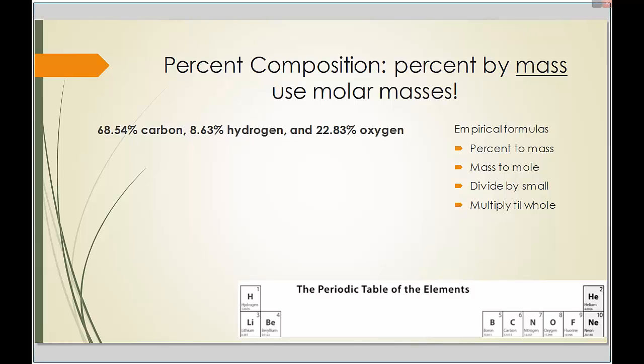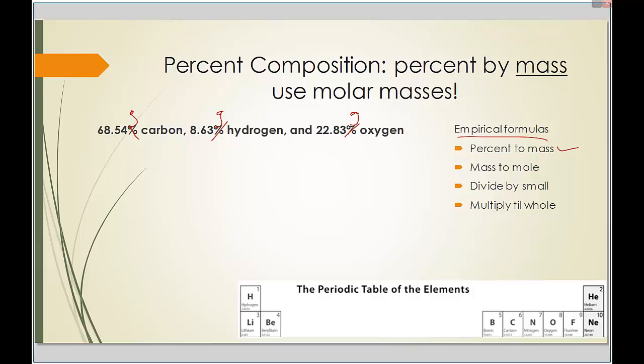Alright, so what if the question was asking what the empirical formula was, and instead of having you determine the percentages, they give you the percentages. So here's the empirical formula that we're trying to figure out. There's a little rhyme that goes with it. Percent to mass, mass to mole, divide by small, multiply to whole. So all these percentages turn to grams. So percent to mass, we've done that now. Mass to mole. So we figure out the molar mass of each of these.